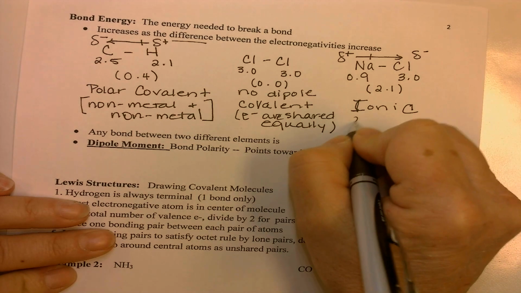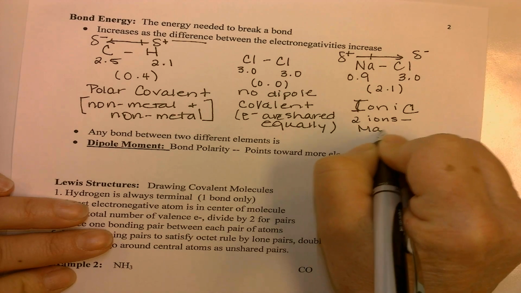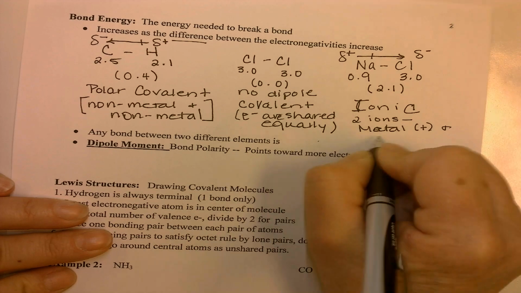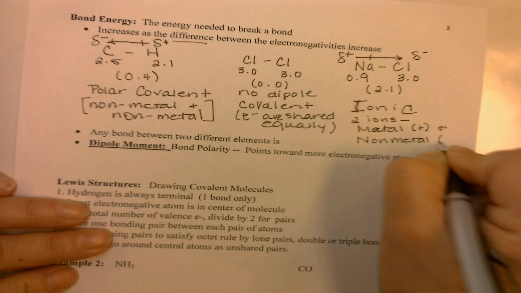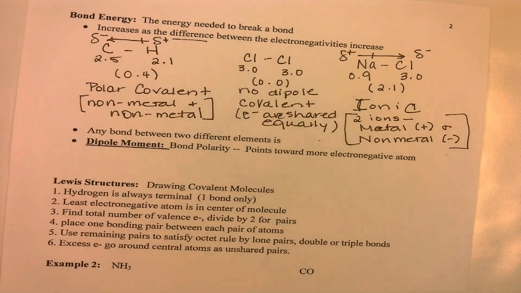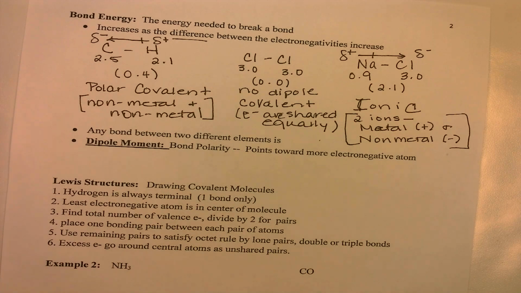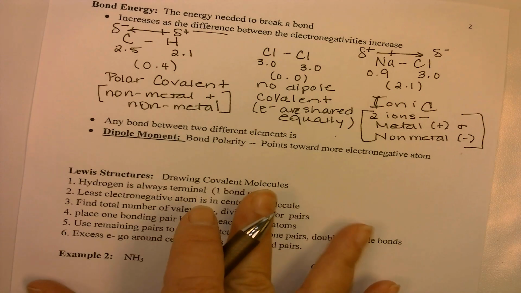It's created between two ions, a metal, which is positive, and a nonmetal, which is negative. Three types of bond: ionic, covalent, and polar covalent. To be clear, these are intramolecular, not inter. These bonds are inside of the molecules.